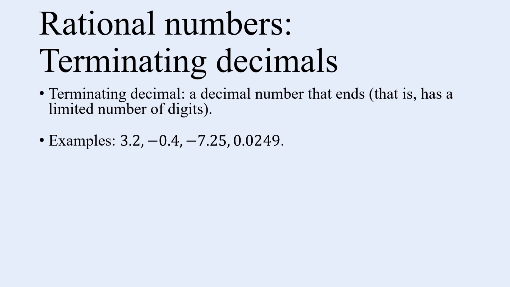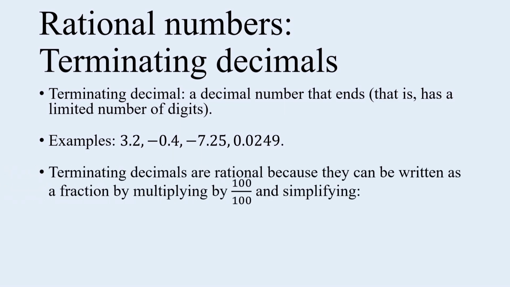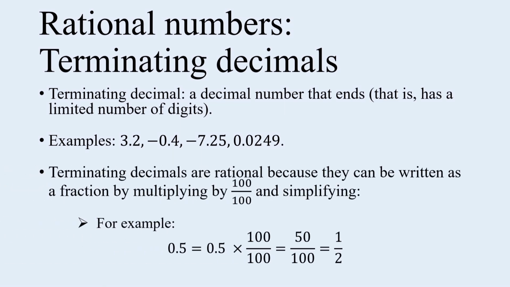Once again, one would ask, how could they be considered rational numbers? Well, terminating decimals are rational because they can be written as a fraction by multiplying by 100 over 100 and simplifying. For example, 0.5 is equal to 0.5 multiplied by 100 over 100, which is equal to 50 over 100, which can then be simplified to 1 over 2.